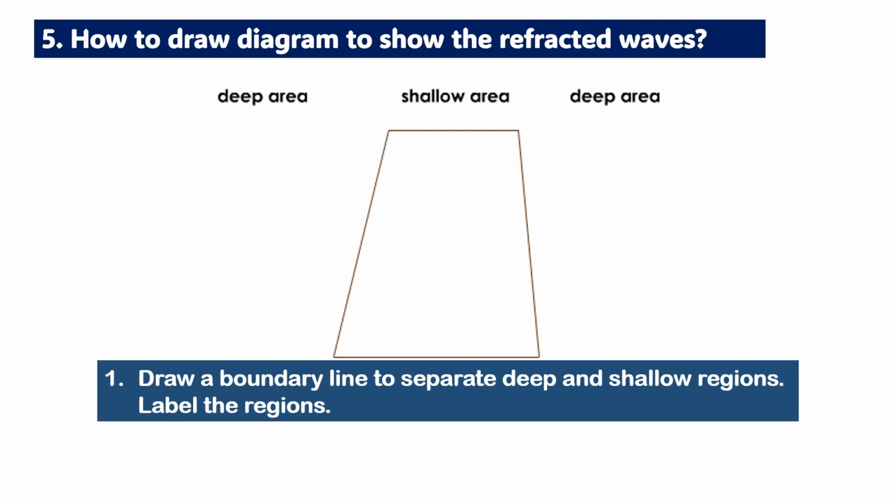Okay, so we move on to the next one. We are going to learn how to draw a diagram to show a refracted wave. This is very important to show the wave pattern in the deep area or shallow area. We begin by drawing a boundary line to separate the deep and shallow regions. So this is the boundary, the shape. Okay, boundary.